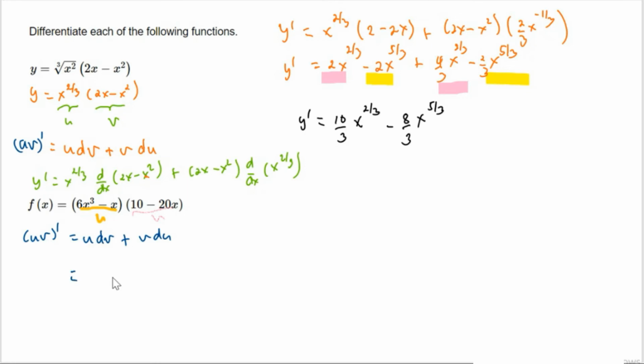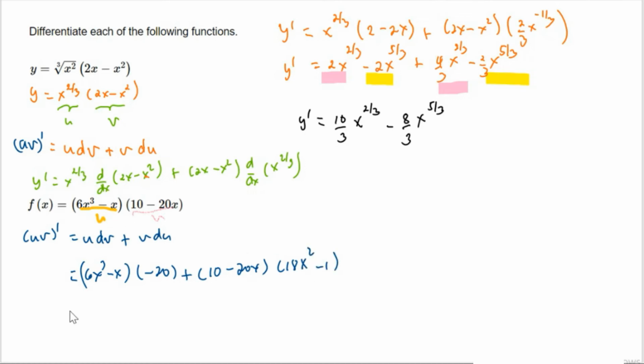So using u dv, we have now 6x cubed minus x times the derivative of v. This is our v, so the derivative of that: derivative of 10 is 0 and derivative of negative 20x is negative 20. Plus we have the second term, v, so we can write now 10 minus 20x times the derivative of the first term, which is the derivative of u. So derivative of 6x cubed is 18x squared and derivative of x is 1.